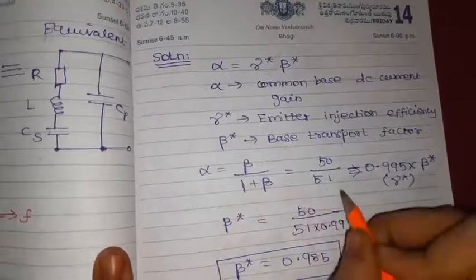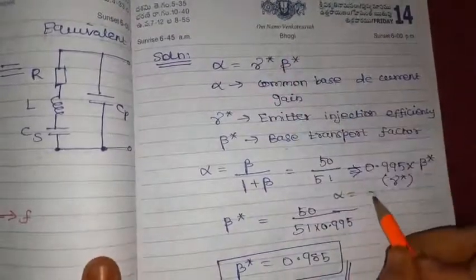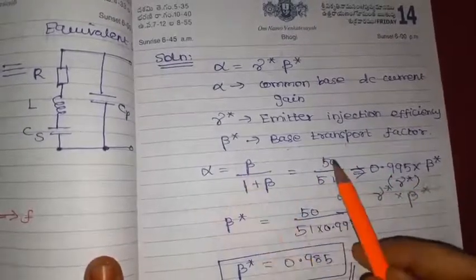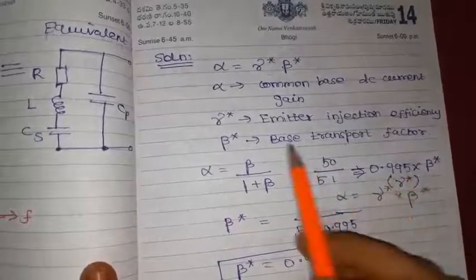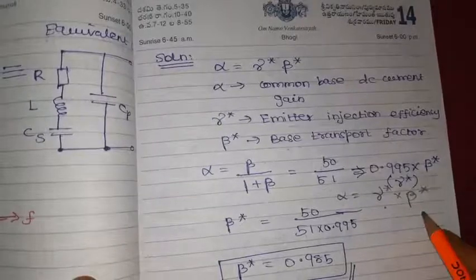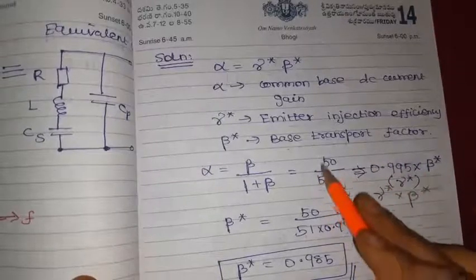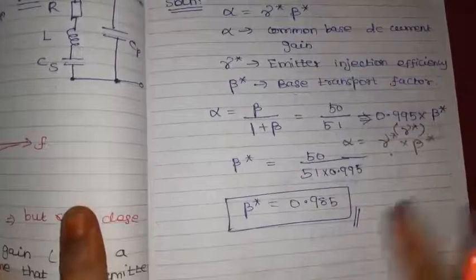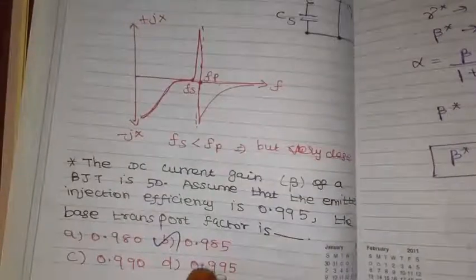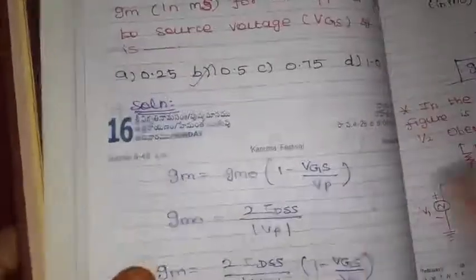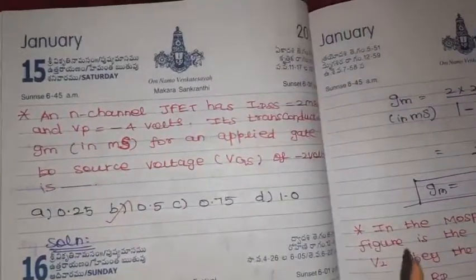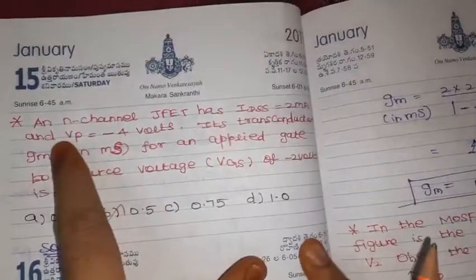Can you understand this formula? Alpha is equal to gamma star into beta star, and alpha is nothing but beta divided by 1 plus beta. So 50 by 51 is equal to 0.995, the emitter injection efficiency value given in the problem, into beta star. Just substitute and cancel this. We will find the base transport factor beta star as 0.985. All of these are just direct substitution of formulas, no need to worry. Then we'll move on to the next problem.